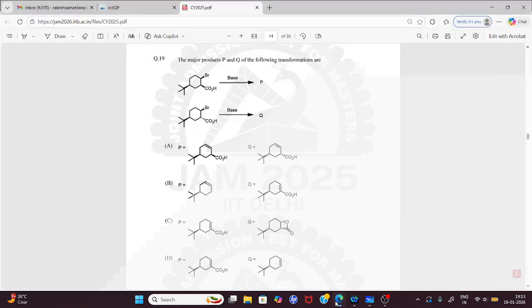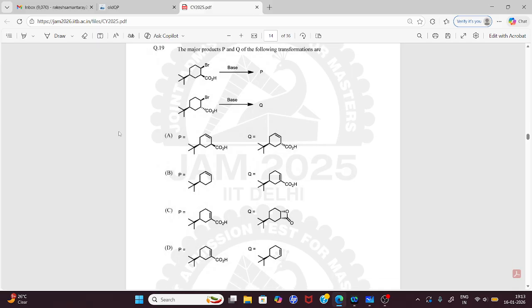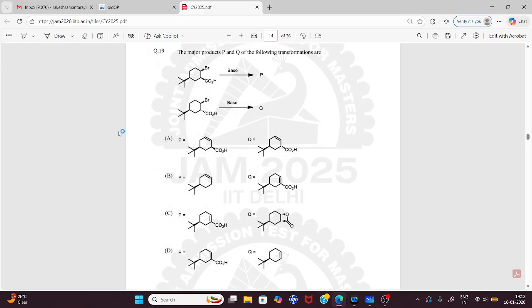If you look at this product P and the options, you can easily eliminate this one. B gets eliminated, and A also gets eliminated because we know this is not our product P. C and D are remaining. The rest can be easily found out through the product Q. So let's go to the next part, that is the product Q.